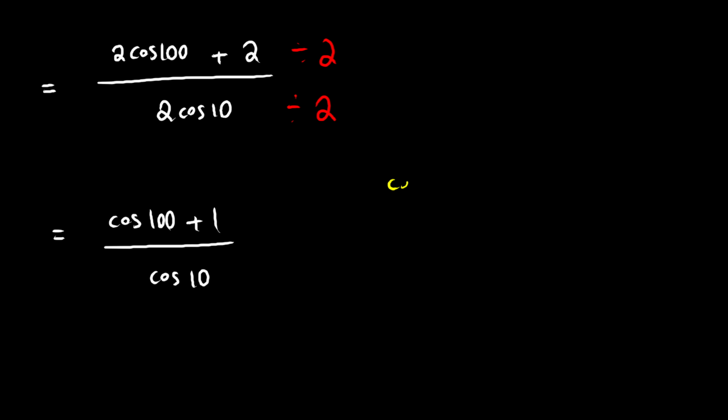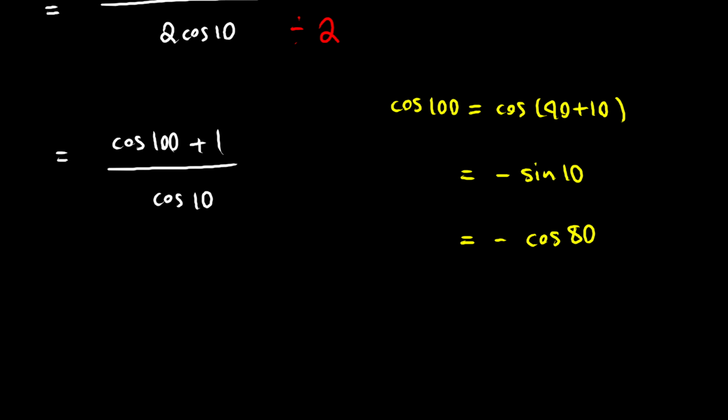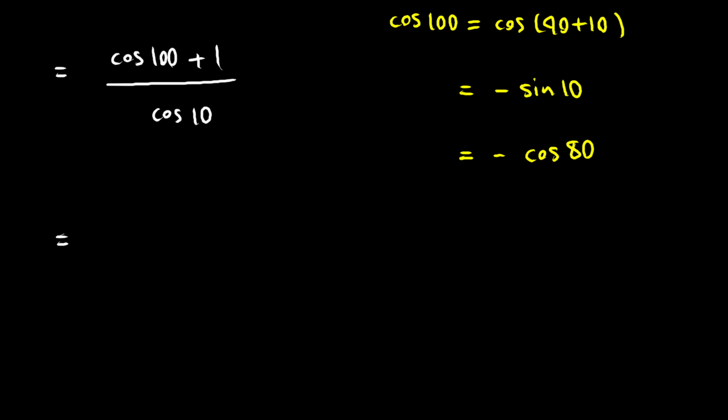Now, notice that cosine of 100 is equal to cosine of 90 plus 10. Now, since 100 degrees lies in the second quadrant and cosine is negative in the second quadrant, we will have minus sine of 10. And since sine of 10 can be replaced with cosine of 80, this equals minus cosine of 80. So the top of our fraction is going to be 1 minus cosine of 80. And I can replace cosine of 10 with sine of 80.